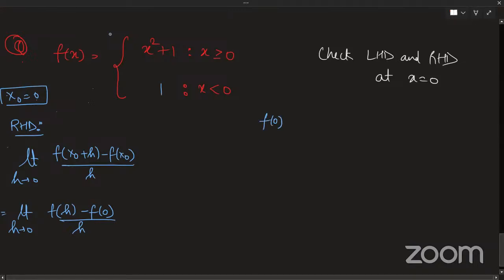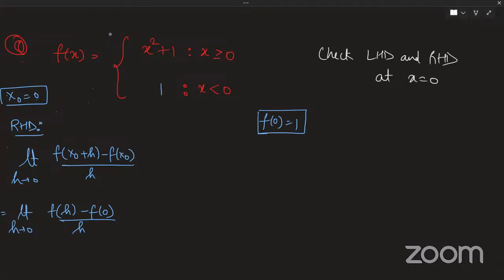First of all, is this a continuous function? Can you comment anything about its continuity? Yeah, great. It is continuous. How did you do that, Vignesh? RHL equal to LHL equal to f of 0, sir. Okay, great. So you just check at the point x equal to 0.